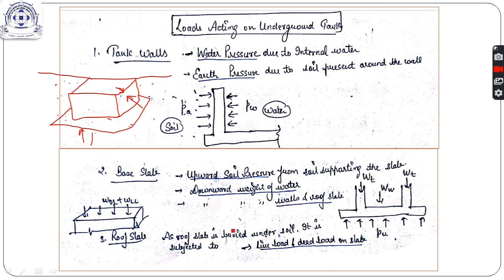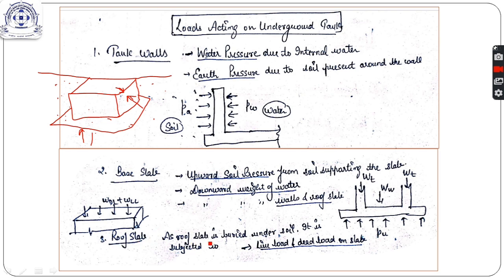So these are the various types of loads acting on your base slab. In detail I'll be explaining how these loads are calculated and how we analyze due to these loads. And the last component of the underground tank is the roof slab.